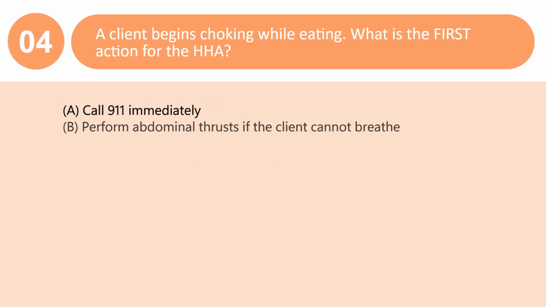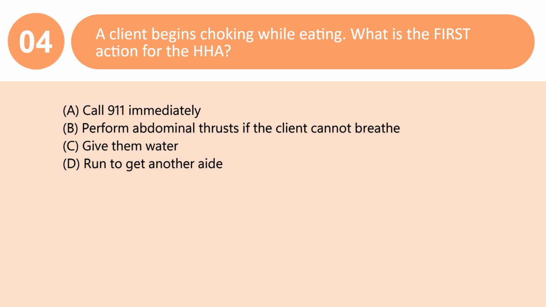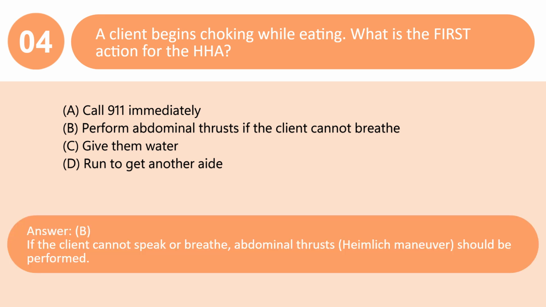A client begins choking while eating. What is the first action for the HHA? A. Call 911 immediately. B. Perform abdominal thrusts if the client cannot breathe. C. Give them water. D. Run to get another aide. Answer, B. If the client cannot speak or breathe, abdominal thrusts, the Heimlich maneuver, should be performed.